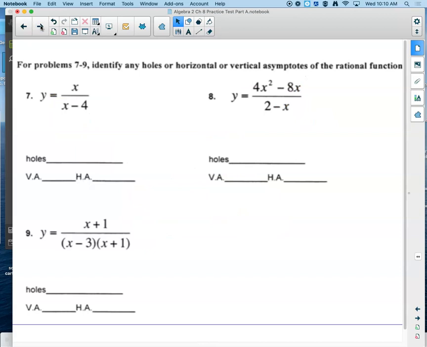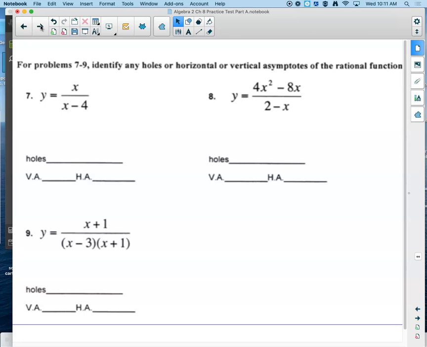Are we already at problem 7? Wow. Okay, number 7. For problems 7 through 9, we're looking at holes, horizontal asymptotes, and vertical asymptotes. So I start thinking, well, to see holes, you have to have everything factored, because you have to see whether or not something will cancel. So look at number 7. Any factoring we can do with number 7?